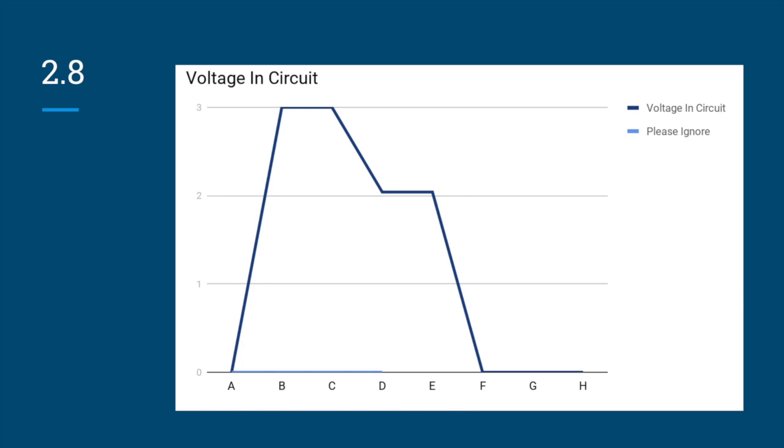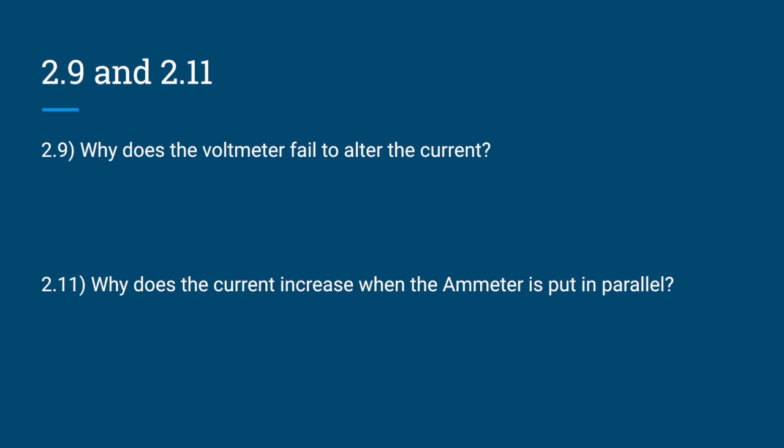Why does a voltmeter fail to alter the current when we're placing it around the circuit? As I said previously, usually when you use a voltmeter, you connect it in parallel. And when it's in parallel, it blocks the current from going in that path because it has such a high resistance. So it alters the circuit almost none.